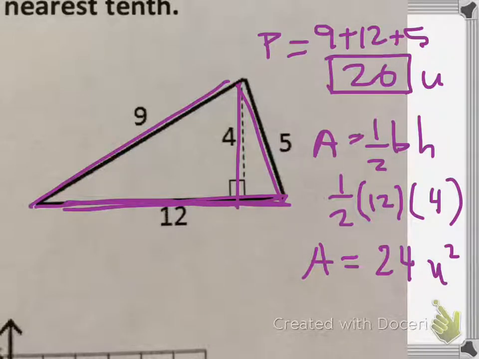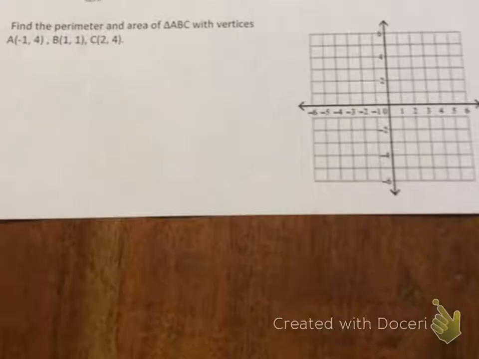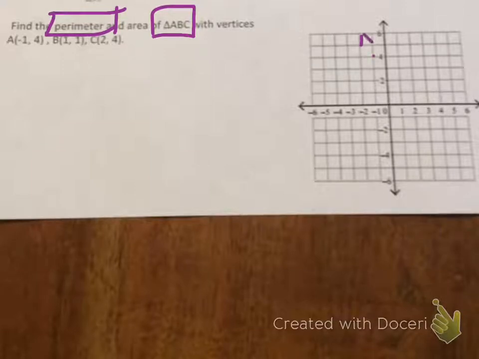All right, one more problem I think is what we have left to do here. This one says find the perimeter and the area of triangle ABC that has vertices of -1, 4, 1, 1, and 2, 4. So the very first thing I'm going to do is I'm going to graph those ordered pairs. The first one was -1, 4. So go over -1 and up 4. Put your ordered pair there. That was ordered pair A up here.